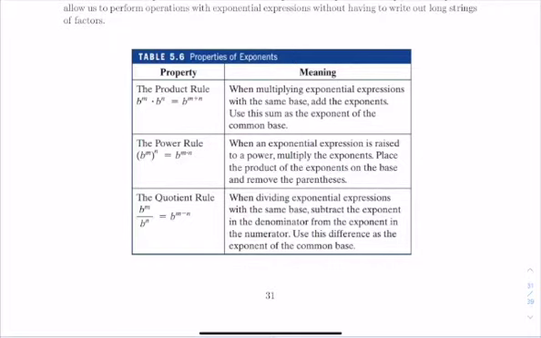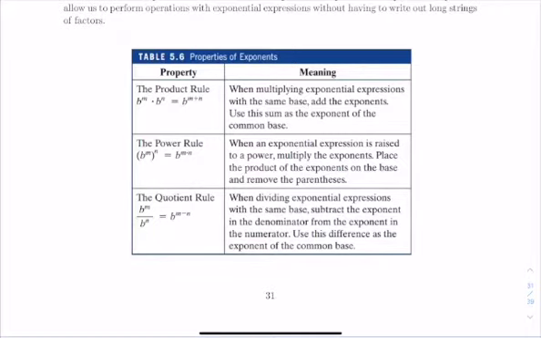The quotient rule says that when dividing exponential expressions with the same base, you subtract the exponent in the denominator from the exponent in the numerator, and you use the difference as the exponent of the common base. So all you end up doing is subtracting the bottom from the top exponent.